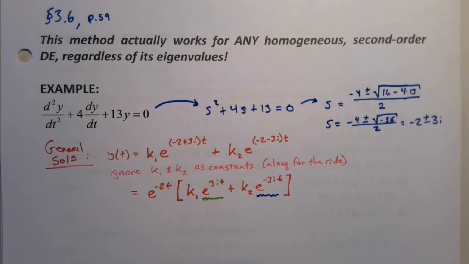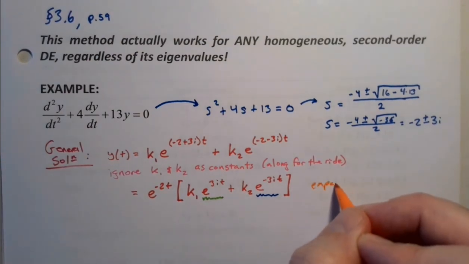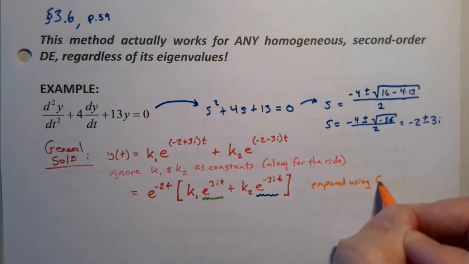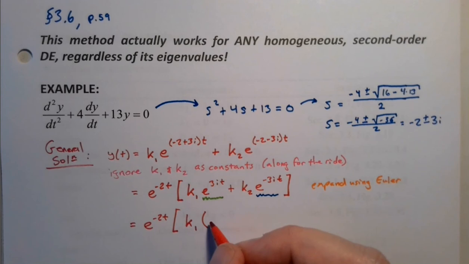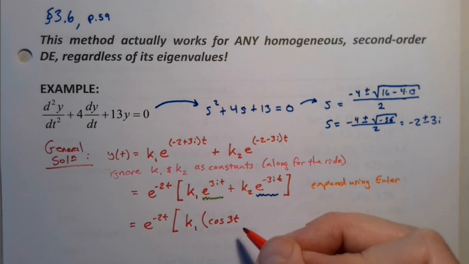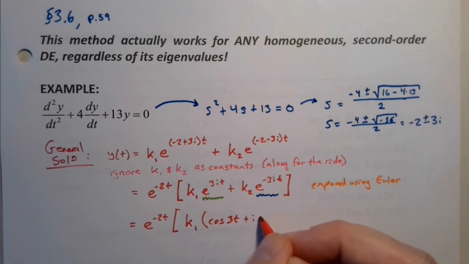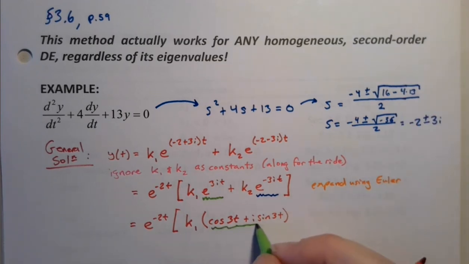On the next line down, I'm going to expand these using Euler's formula. So I'm going to add a little note off to the side: expand using Euler. And when I do that, I have e to the -2t times k1 times this whole underlined green thing, using Euler's expansion, is going to be cosine of 3t plus i times sine of 3t. All of that is equivalent to the green up above.